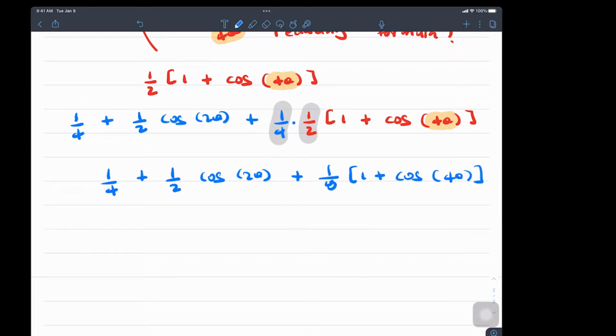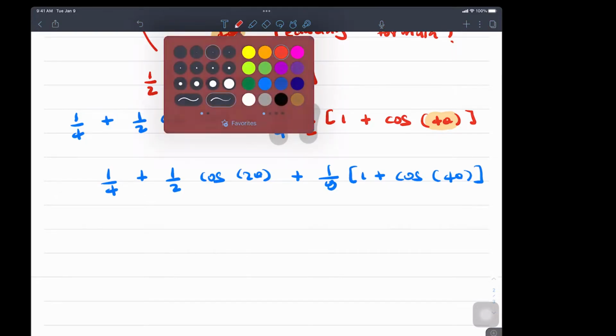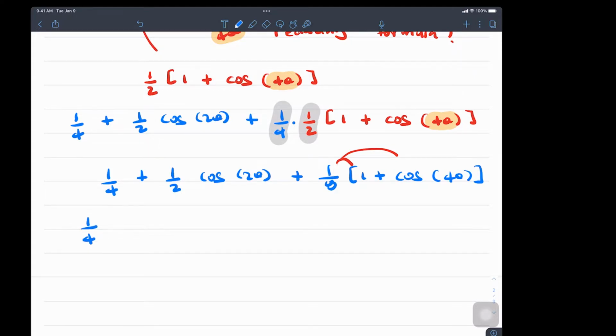Okay, so that's kind of the move. This is going to make everything a little easier. So following it this way makes things easier, because what do you guys get to do now with this 1/8? You guys know? What do you do with that? You get 1/4 plus 1/2 cosine double theta plus 1/8 plus 1/8 cosine 4 theta. Easy breezy lemon squeezy. Okay. You guys okay with that?